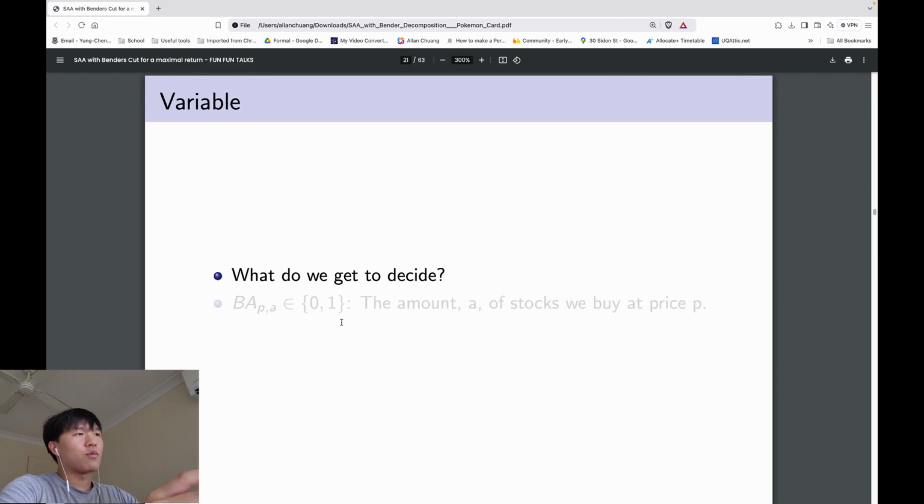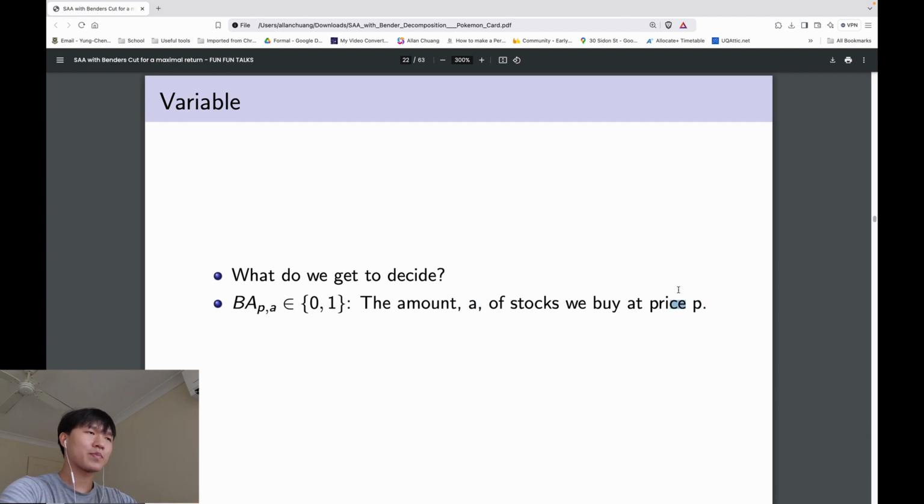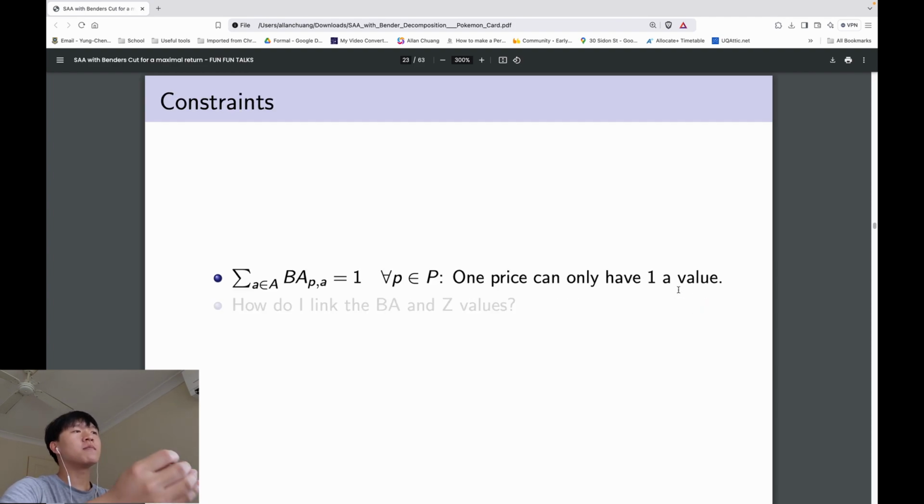And what's our variable? Well, what do we get to decide? We get to decide the amount of stock, A, we want to buy at a price P. And so some constraint that we can come up with immediately is for each price, we can only have one A value. So therefore the sum over A for each price P is going to be set to 1 for each price target. But then the question becomes, how do I link the BA and Z values?